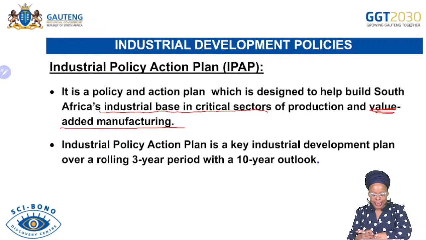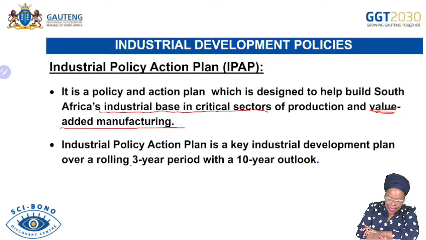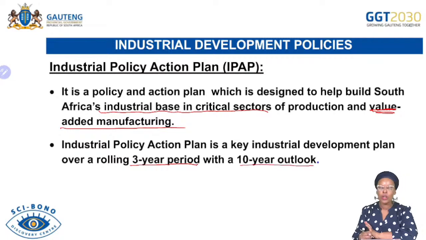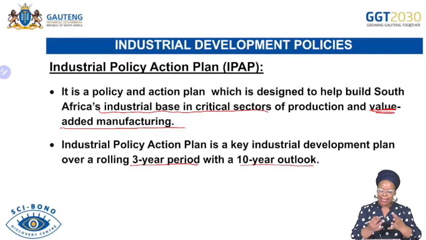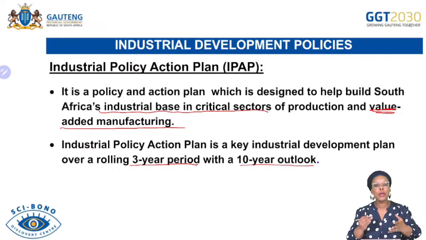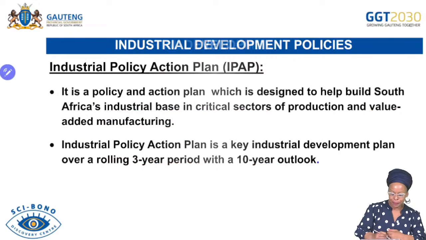Again, Industrial Policy Action Plan is a key industrial development plan over a rolling 3-year period with a 10-year outlook, which means that after every 3 years, the policy is revived, but the outlook is for 10 years. That's why you'll find that we have 2020/2021 IPAP, 2021/2022 IPAP, 2022/2023 IPAP. So after every 3 years, these plans are reviewed to check if they are implemented, are they efficient and effective.